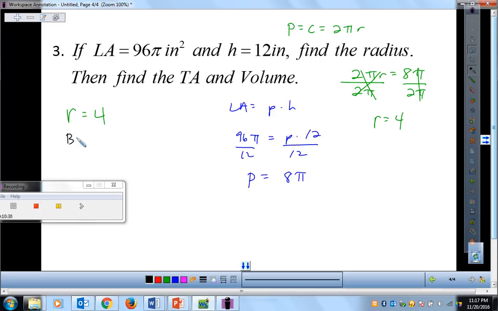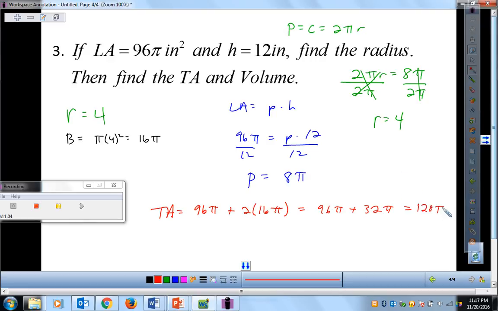Let's add area of base here. Pi times 4 squared, which is 16 pi. Now that I have the area of base, now I can find the total area. Total area, let's do it over here. Total area equals lateral area, that was given to us, 96 pi, plus 2 times the area of base, 16 pi. 96 pi plus 32 pi. 96 plus 32 ends up being 128 pi, which is inches squared.